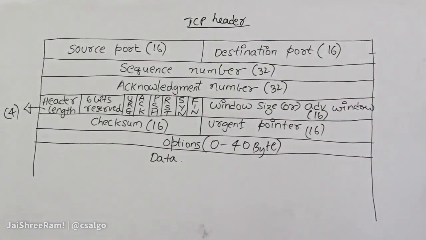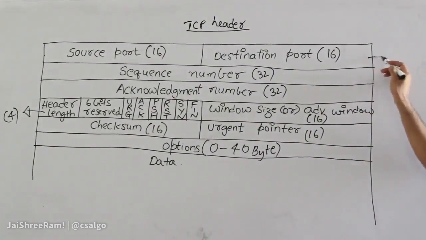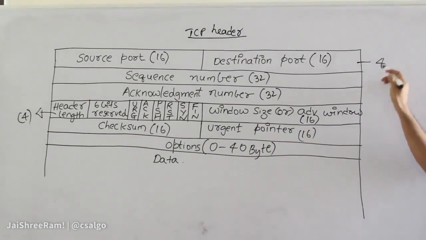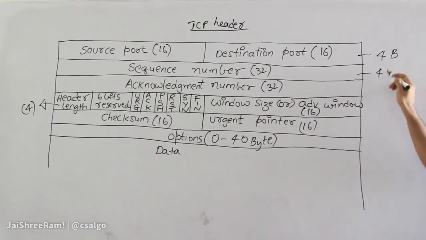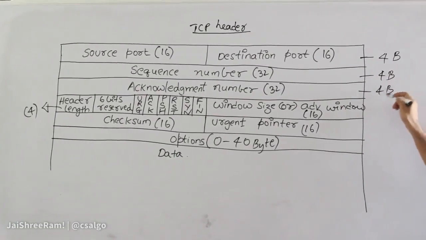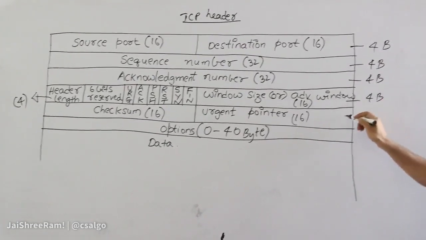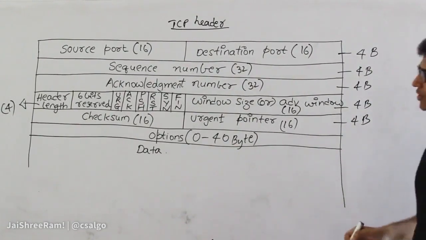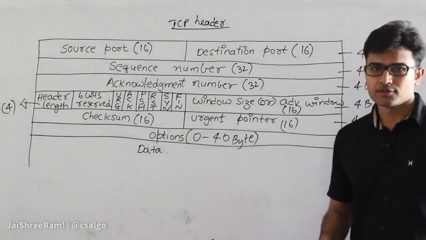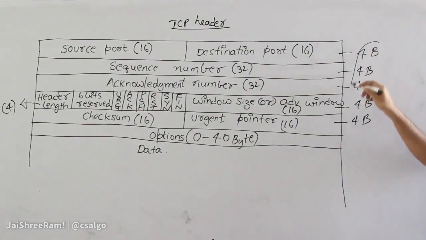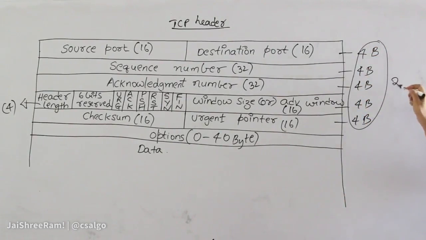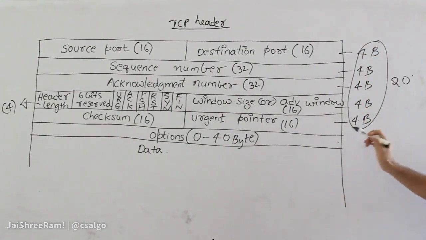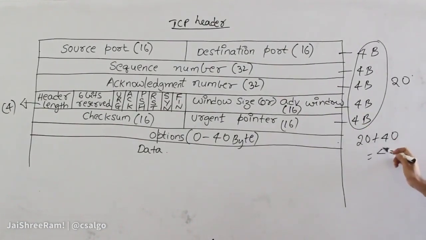Now just see the total length of the header. Every row is 32 bits, which means 4 bytes. So the first row is 4 bytes, the second row is 4 bytes, the third row is 4 bytes, the fourth row is 4 bytes, and the fifth row is 4 bytes. All these rows are definitely required in all headers. So this is the minimum. The minimum header length is 20 bytes, and if you use options, the maximum options you could go for is 40 bytes. Therefore 20 plus 40, the maximum header length is 60 bytes.